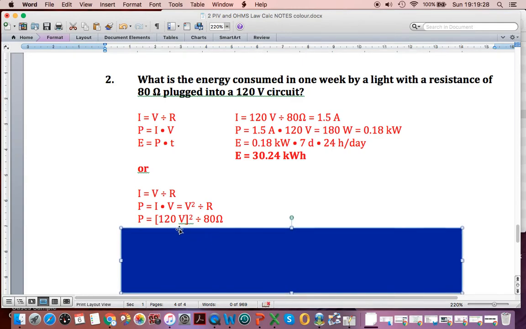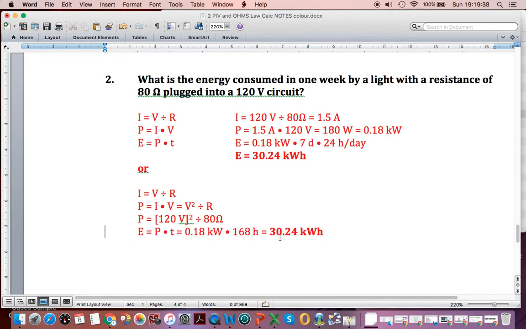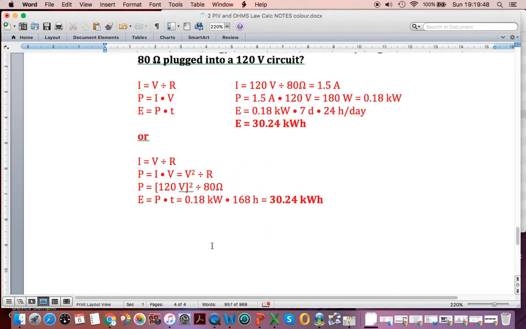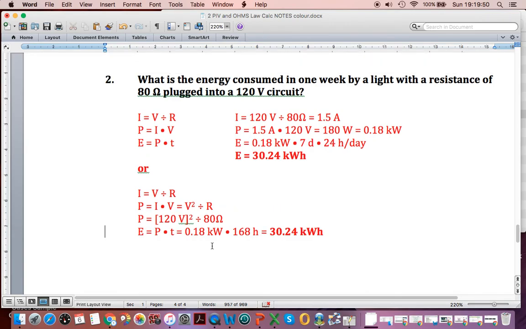So here we are, 120 volts squared, that's our V squared. Our resistance was given in the question, 80 ohms, and you let the calculator do the work, and it comes out to 30.24 kilowatt hours ultimately. Again, this is a way of getting the power, so we can put it in the PET formula. Yes, tricky. You may want to watch the video a number of times just to see the steps, and make sure you have your formula sheet handy.